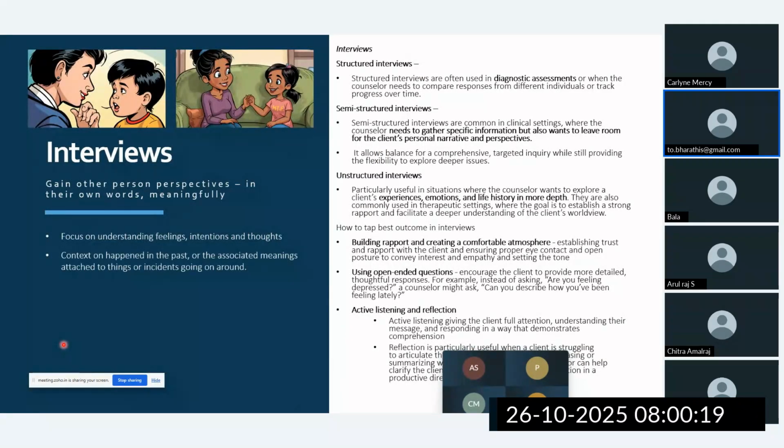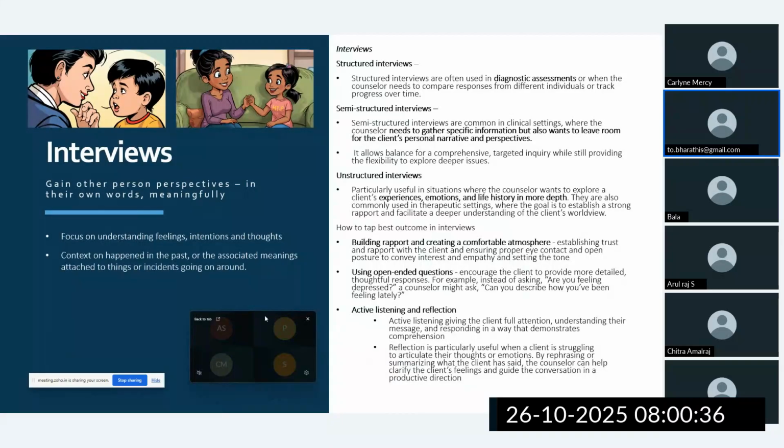So the next is interviews. In observation, you are not talking to the client, you are not talking to the child. Whereas interviews is where you are triggering the child or your client to talk. And how do you make that effective, so that you are able to capture things which an observation cannot bring?